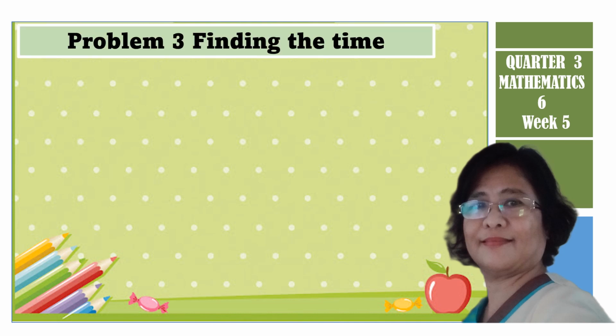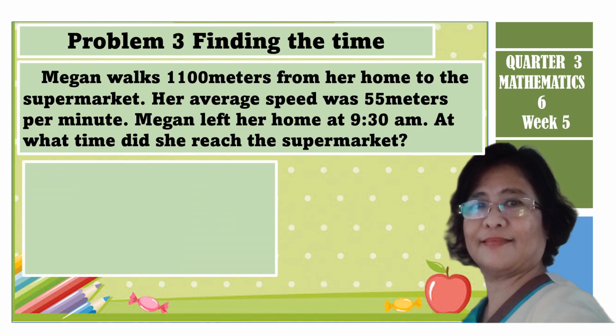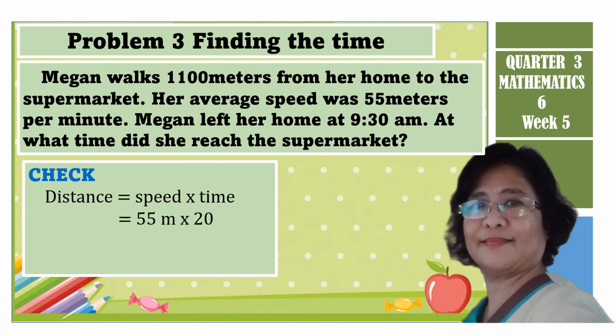To check if our answer is correct, let us find the distance from home to the supermarket, which is unknown in the problem. The distance is equal to speed times the time. Then substitute the given numbers. 55 meters times 20 is equal to 1,100 meters. To check the time is correct, from the answer 9:50 a.m., subtract 20 minutes, the answer is 9:30 a.m. Based on the problem, our answer is correct.